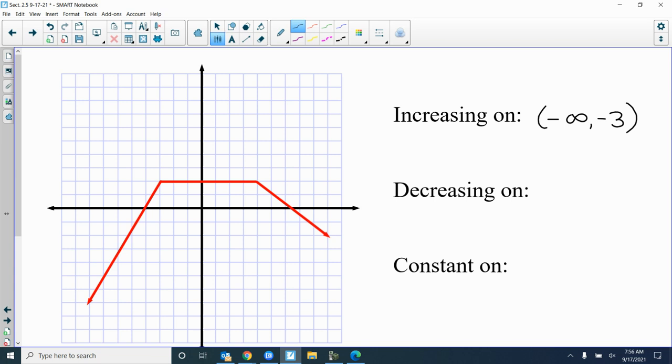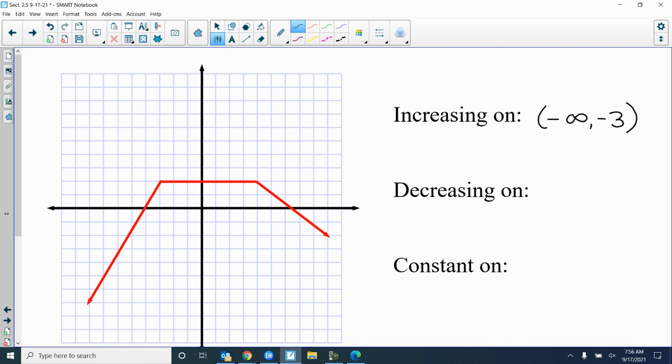Now, when we're talking increasing or decreasing, we're never going to use a bracket because at that point it kind of changes. And you cannot say at -3, you can't say it's increasing because you can't pick a point to the right of it. So we just go to that point and stop.